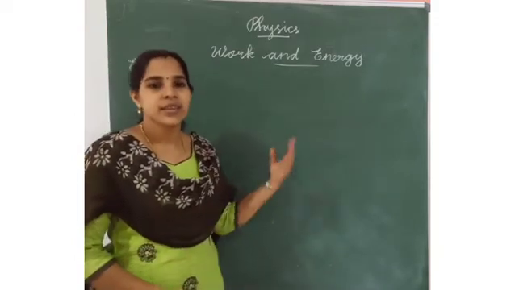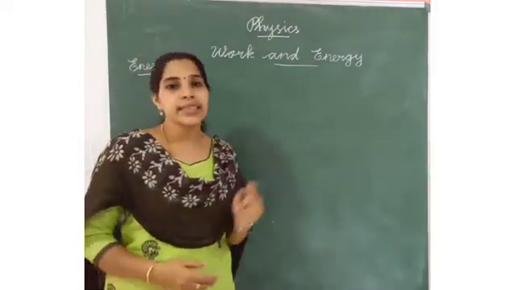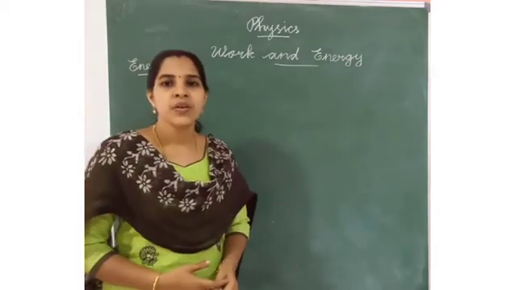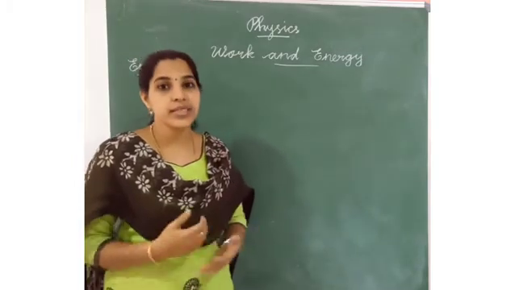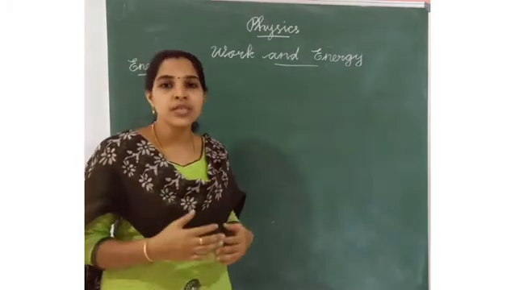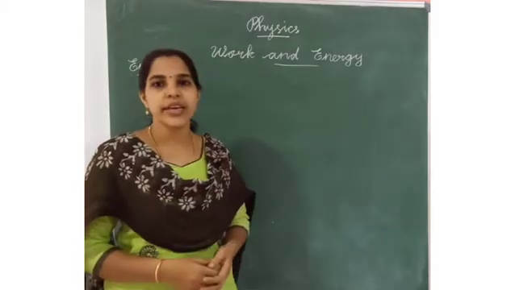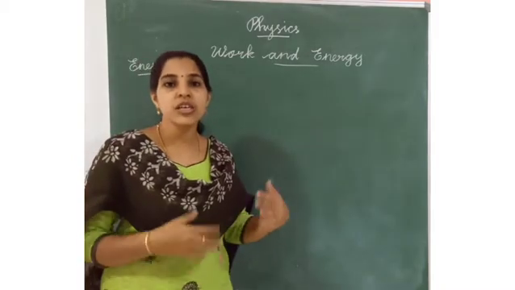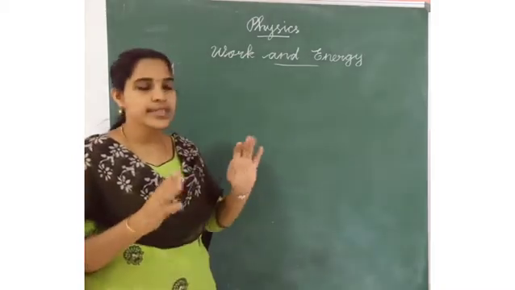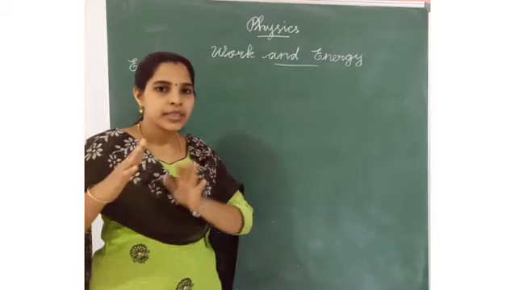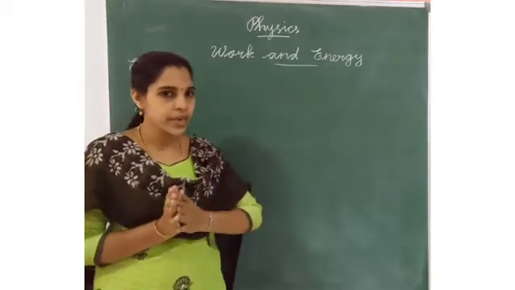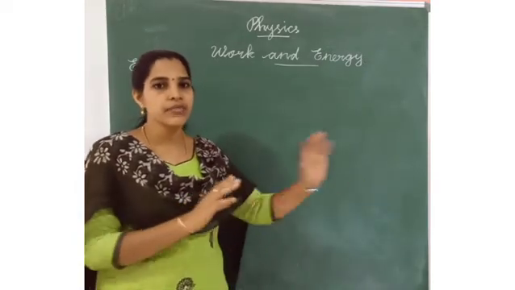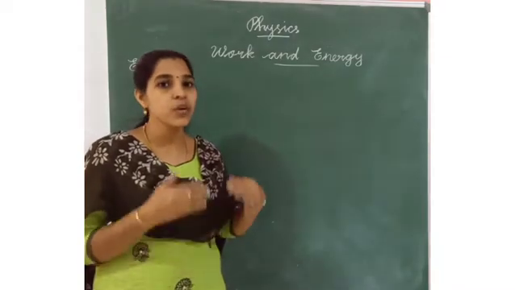With this class, we are going to learn about work and energy. Already we have learned about work in the last class. How do we say work is done? When a force is applied on an object, the object moves through a distance in the direction of the force. When we push the table from here to there, the direction of force is from here to there. According to the direction of force, the object will be moved. So we can say work is done.